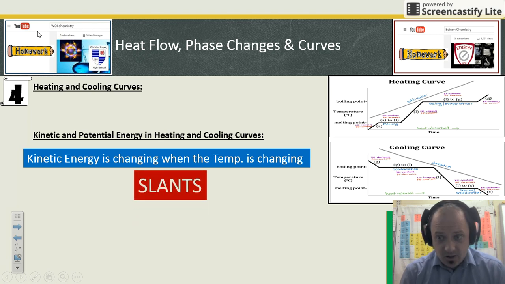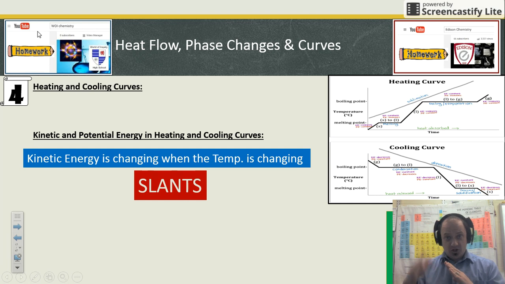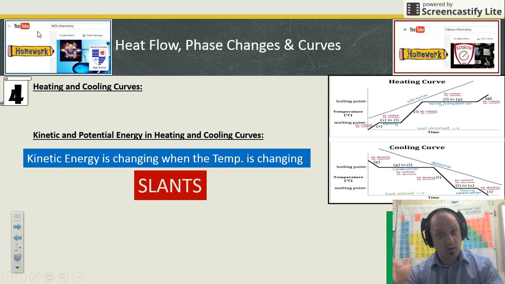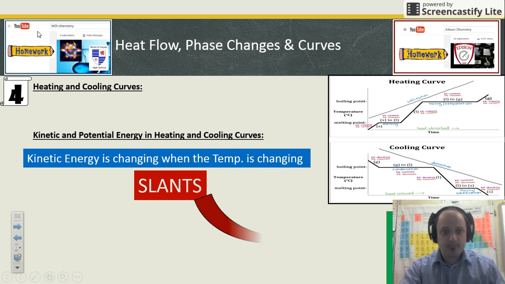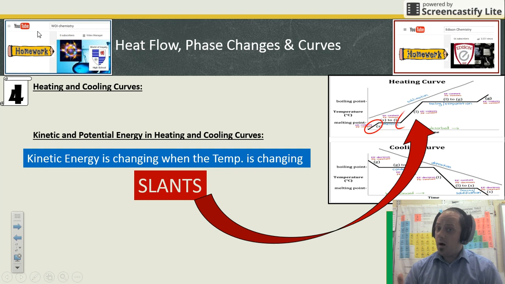Those are the slants in the graphs. So the slanted portions show temperature changing. Read to the y-axis. You'll see temperature is increasing. That's where kinetic energy is increasing.